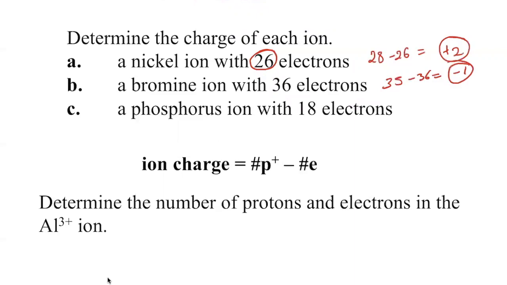Phosphorus. Phosphorus is number 15. 15 minus 18 equals -3.